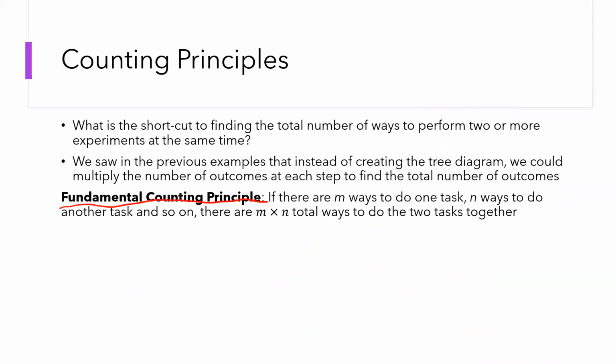It's essentially saying that if there are m ways to do something, so let's say that you have 1 experiment here, and there are m ways to do it, right? And then you have another experiment that you do right after, and there are n ways to do it, and n and m just represent some number of ways to do it that we don't know yet. All we're saying here is that if you want to find the total number of ways, just multiply them together and you will get the total number of ways. So it's going to be m times n.